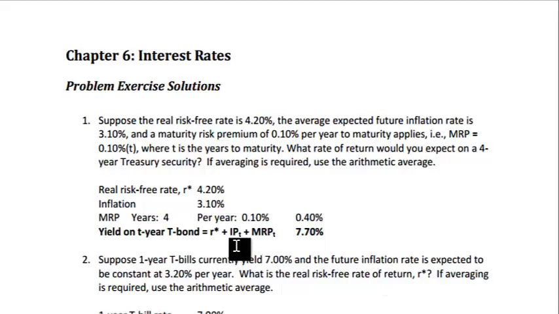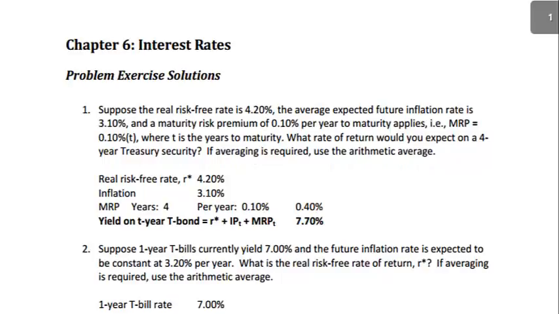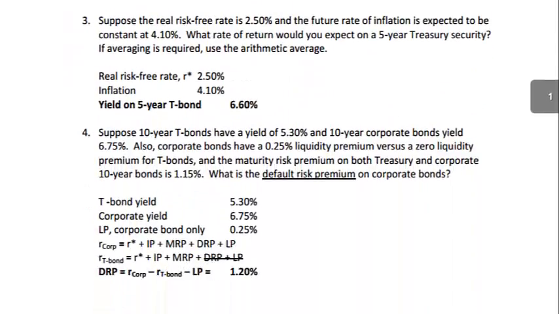Two of the premiums that were not included were the liquidity premium and the default risk premium. For a treasury security, you should never have a default risk premium. For a treasury security, you may have a liquidity risk premium, but it's less likely. Treasuries are extremely liquid, so in almost every case you will not have a liquidity premium for a treasury security. Now let's go to question 4.